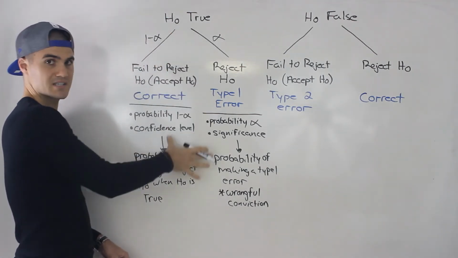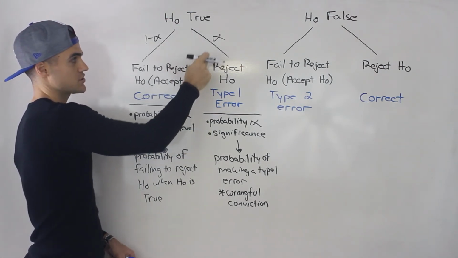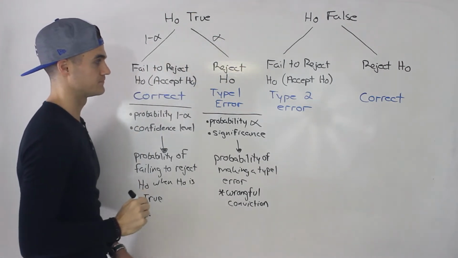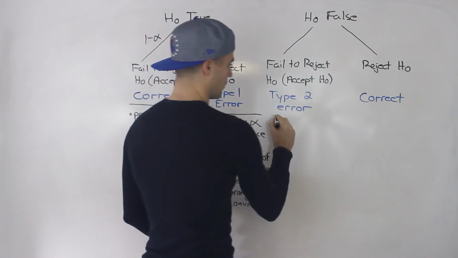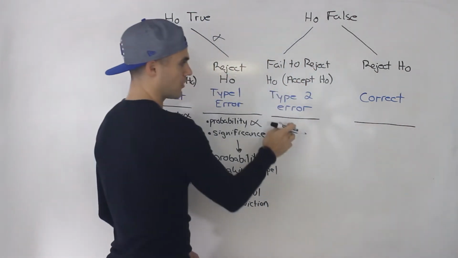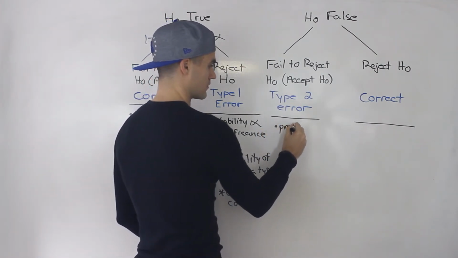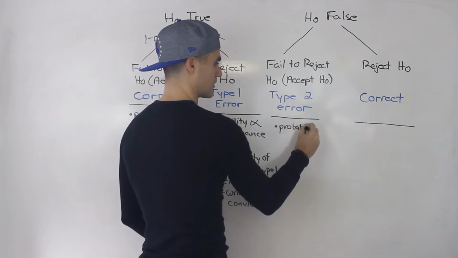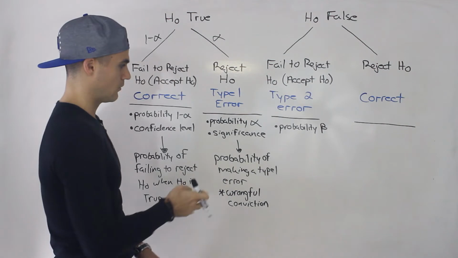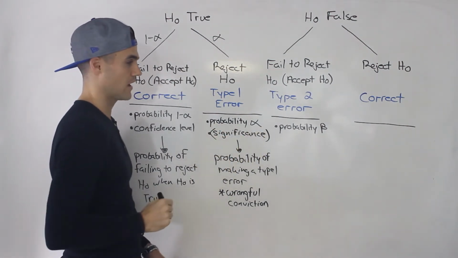Right? So that's how this part works when the null is true. 2 scenarios that could happen, 2 decisions, probability alpha, probability 1 minus alpha. Now over here with these branches, the probability of a type 2 error is given by this symbol beta here. Now over here there was a name for this. We called this the significance level of the hypothesis test.